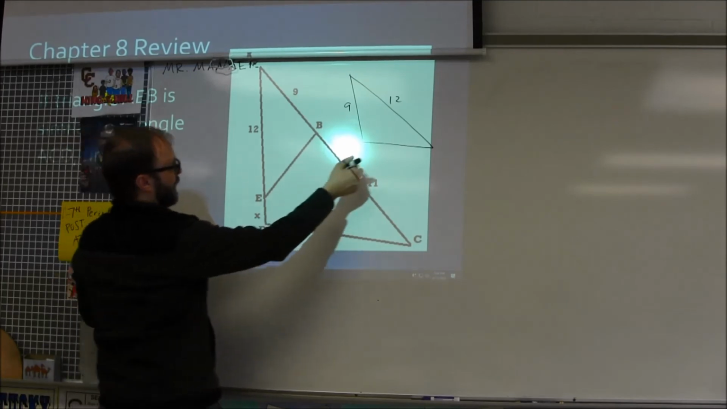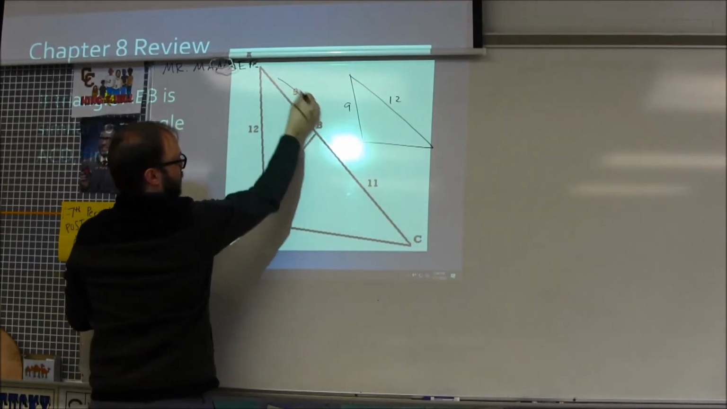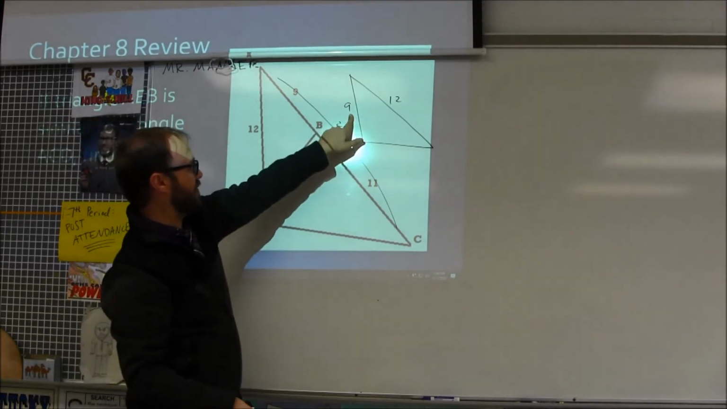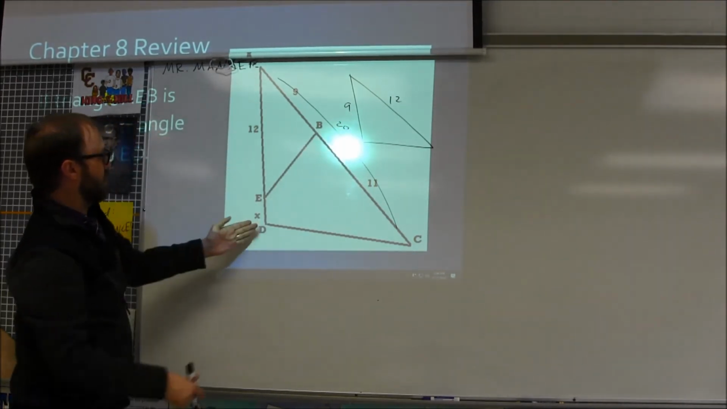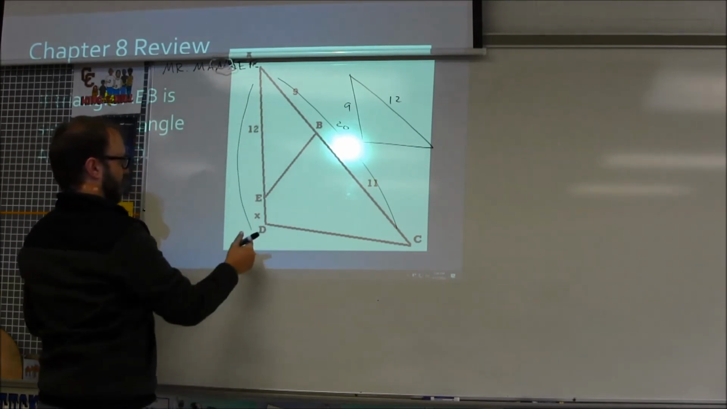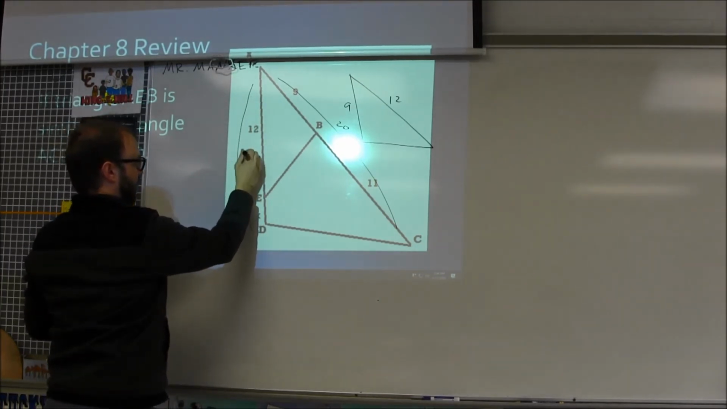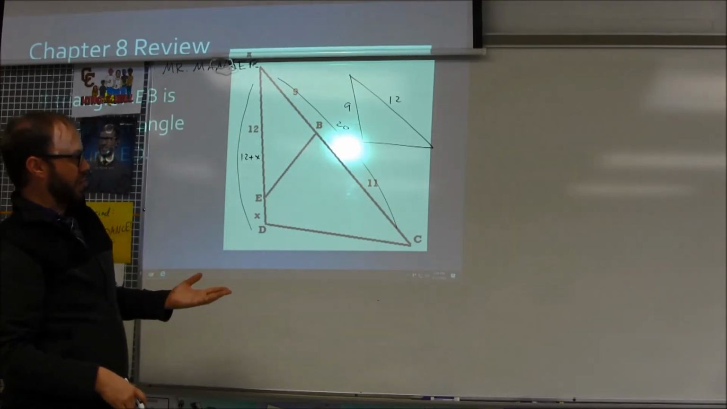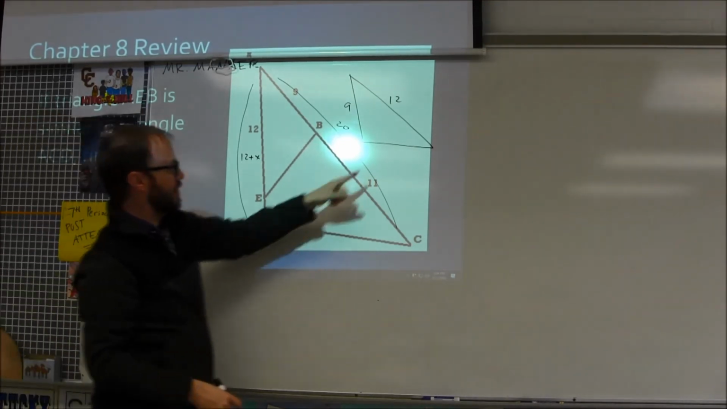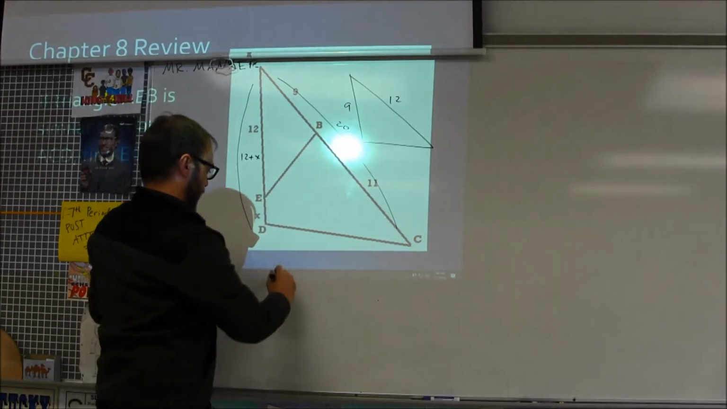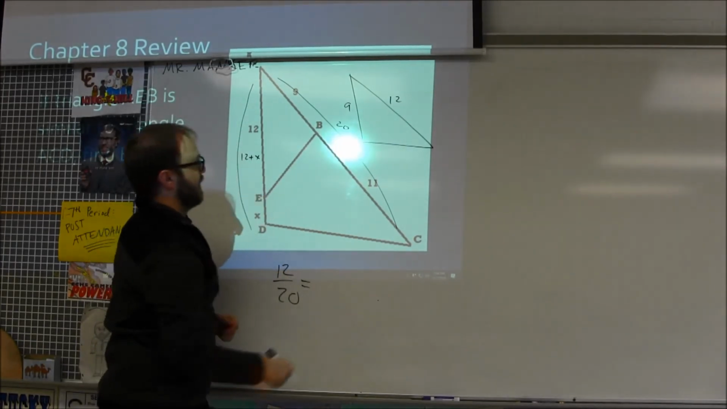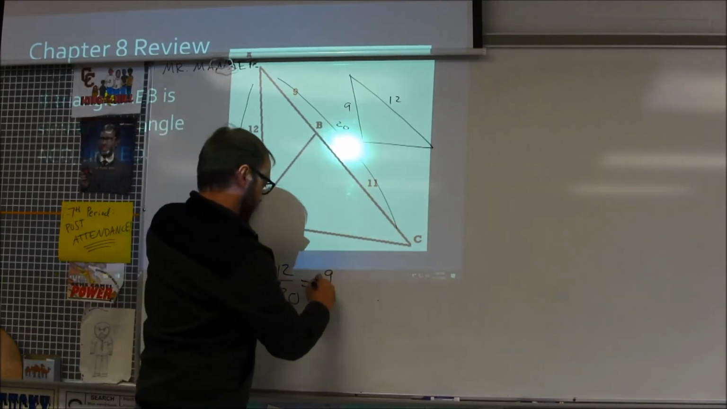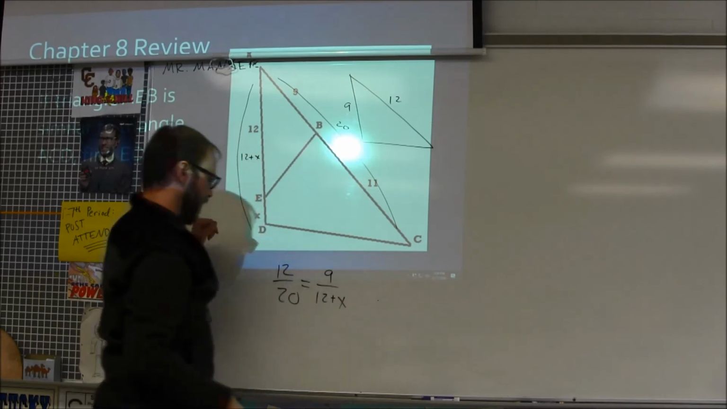The big triangle, the side of 12 matches up with the big side of 20, okay? This short side of 9 matches up with this big side here. You need the whole thing, okay? That whole side is 12 plus x, okay? And so we can do some kind of a proportion. We can do a scale factor from the small shape to the big shape. 12 over 20 would be equal to 9 over 12 plus x, okay, comparing corresponding sides to corresponding sides.